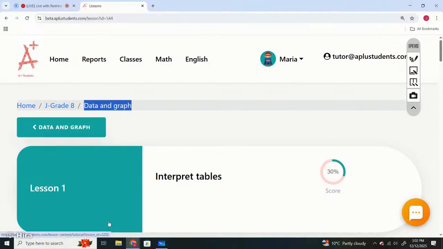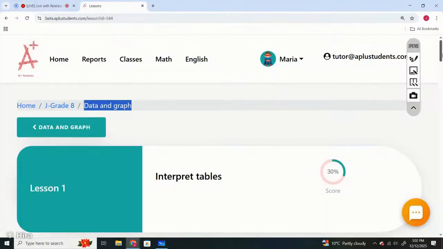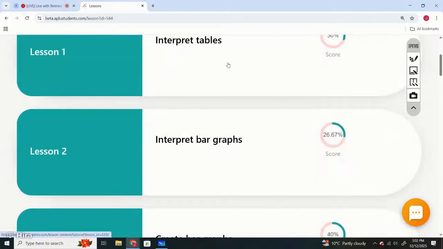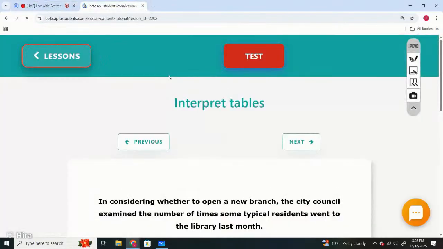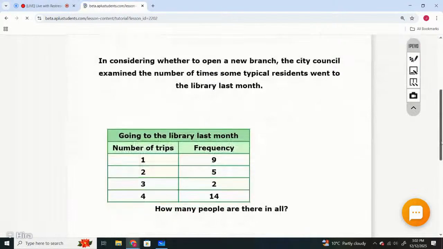Okay, here I'm on grade 8 math. The chapter we're on right now is data and graphs. Let's just start with the first lesson, that is interpret tables. Okay, let's just start with the first example.